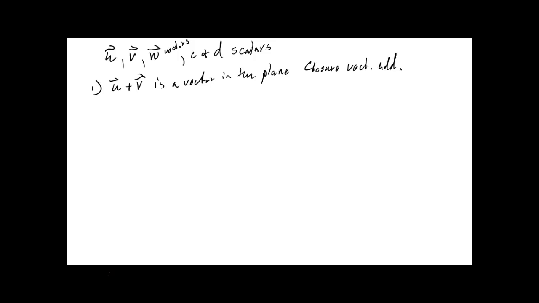Okay, good. All right. There's the first property, that vector addition is closed in whatever space you're dealing in. This is in the plane. Here's a second. U plus V is exactly the same as V plus U. And that is the commutative property of vector addition, I'm going to abbreviate it.